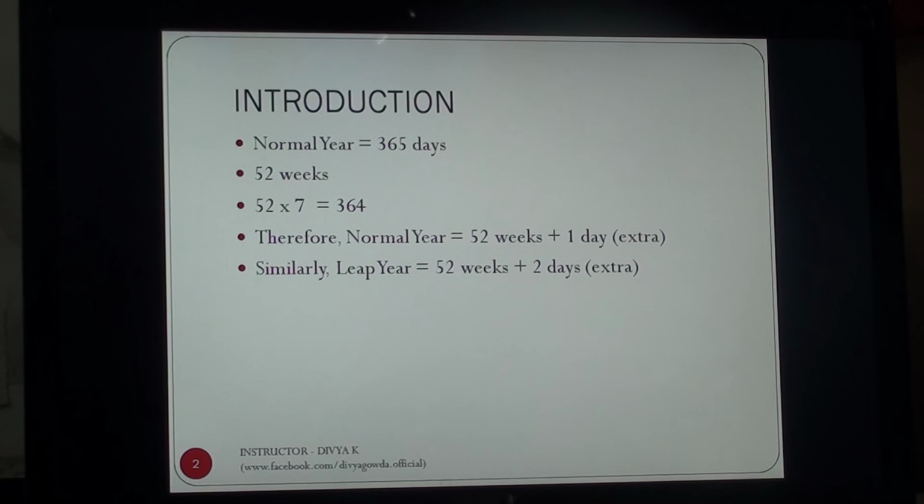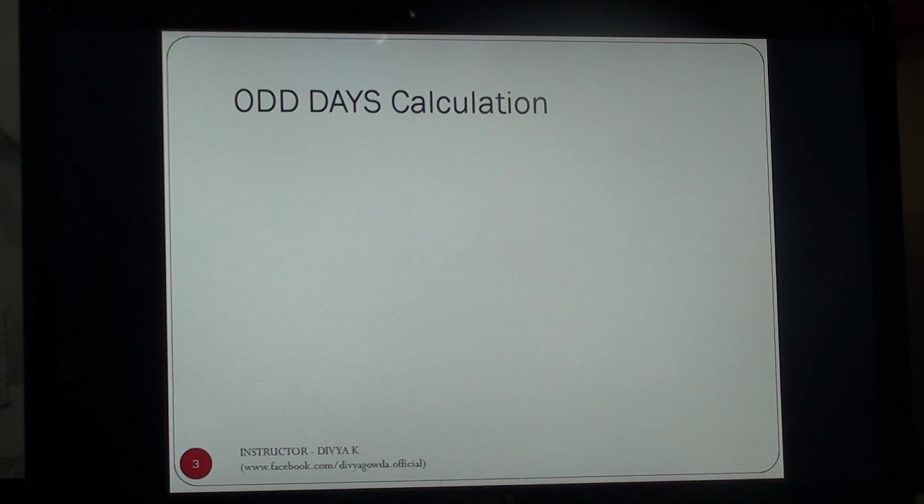Similarly, when you take up a leap year, there will be 366 days. So I can say that in a leap year, there will be 52 weeks and 2 days extra. These extra days, I call using a different term, that is odd days. Okay. So what do you mean by odd days and how do you calculate odd days for any given days?